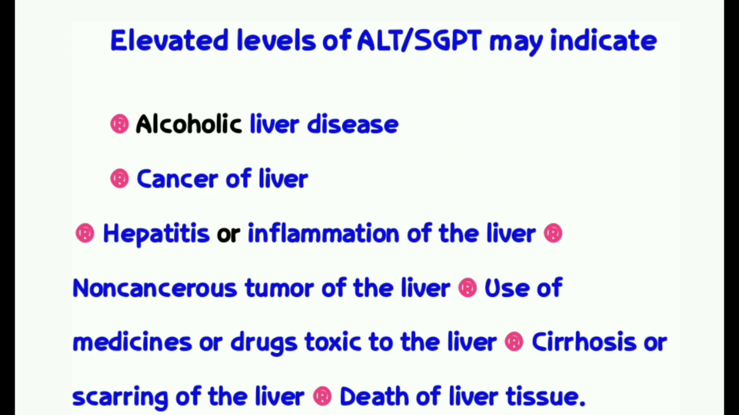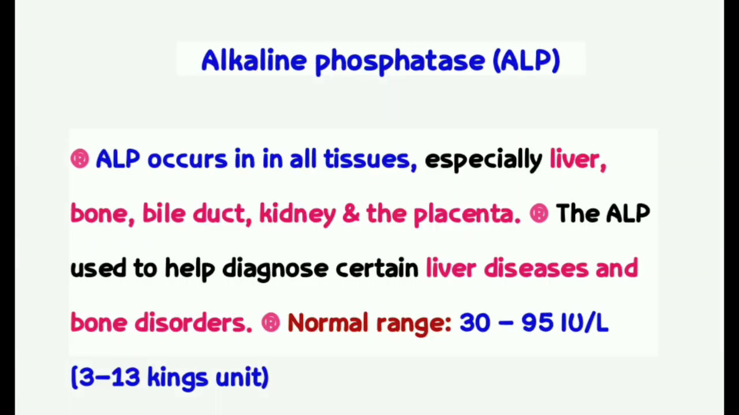Elevated levels of ALT may indicate alcoholic liver disease, cancers of the liver, hepatic inflammations of the liver, non-cancerous tumors of the liver, use of medications or drugs toxic to the liver, cirrhosis, scarring of the liver, death of the liver tissue. Alkaline phosphatase (ALP). ALP occurs in all tissues, especially liver, bone, bile duct, kidney, and placenta.